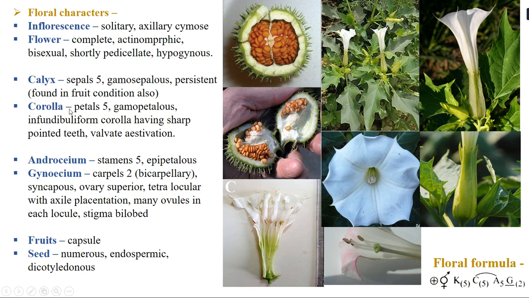Corolla. Corolla are petals. There are 5 petals. Gamopetalous. Now if you see this, you can count 1, 2, 3, 4 and 5. There are 5 petals. All the petals are fused to each other. So the condition is gamopetalous.